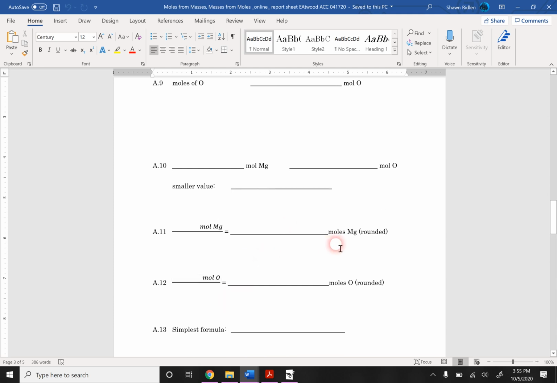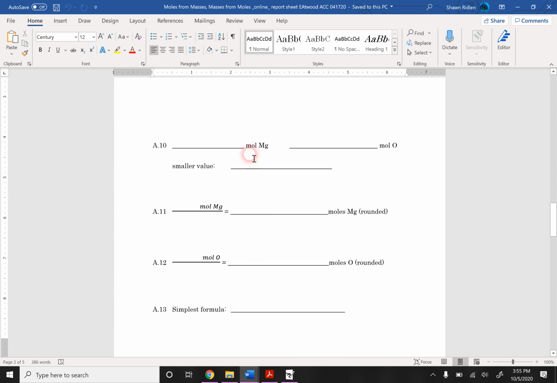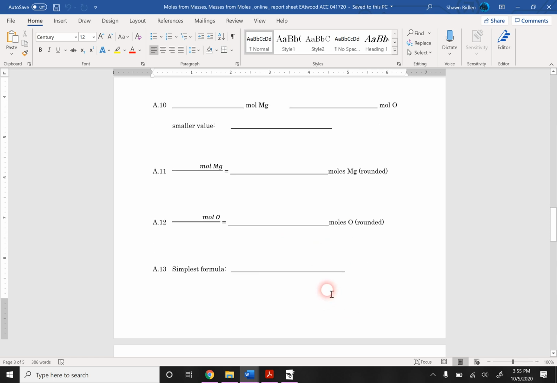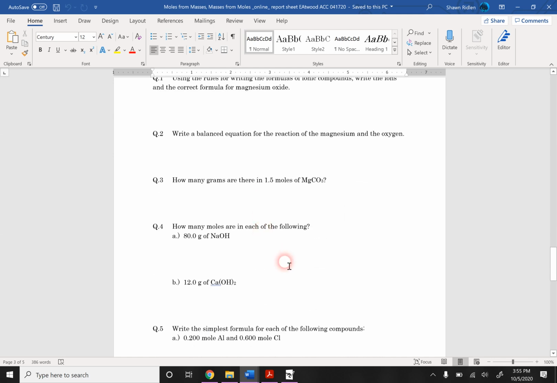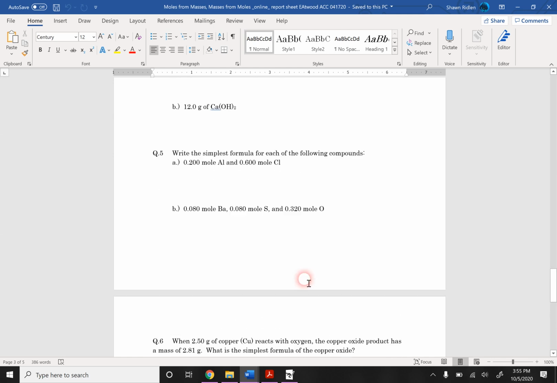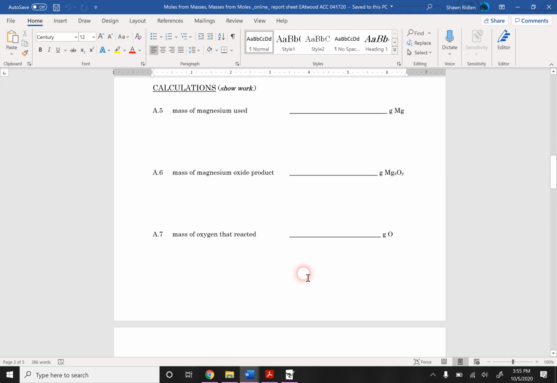And then I thought this part might be a little confusing, but what they want you to do is take moles of magnesium, moles of oxygen, and then divide by the smaller value. They're trying to set that math up for you. It might be a little confusing, but they're trying to set that up for you. So just divide by the smaller number of moles, and that should give you the whole numbers for the moles of magnesium, moles of oxygen, and then you can write your simplest formula into A13. And then you have some questions to answer.